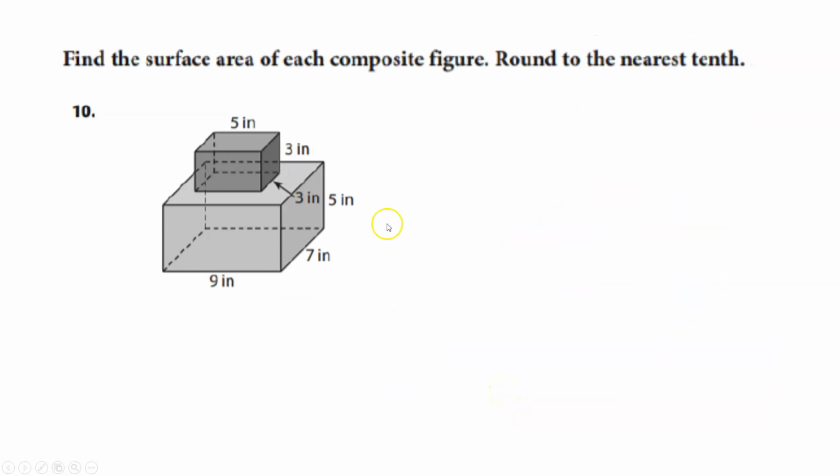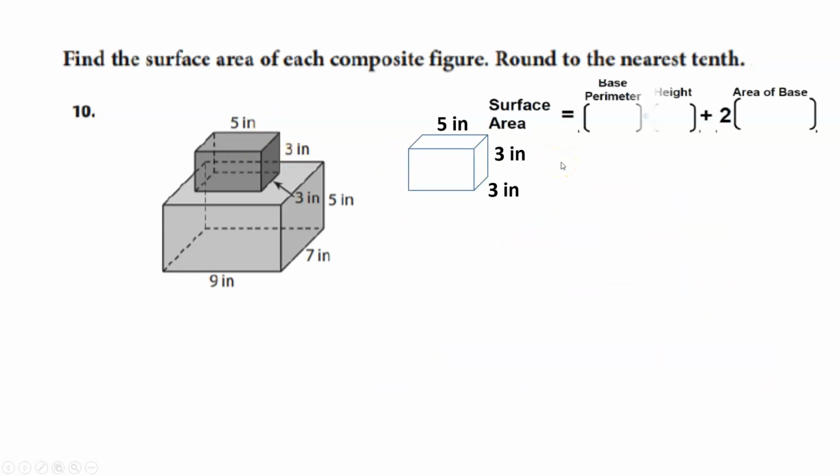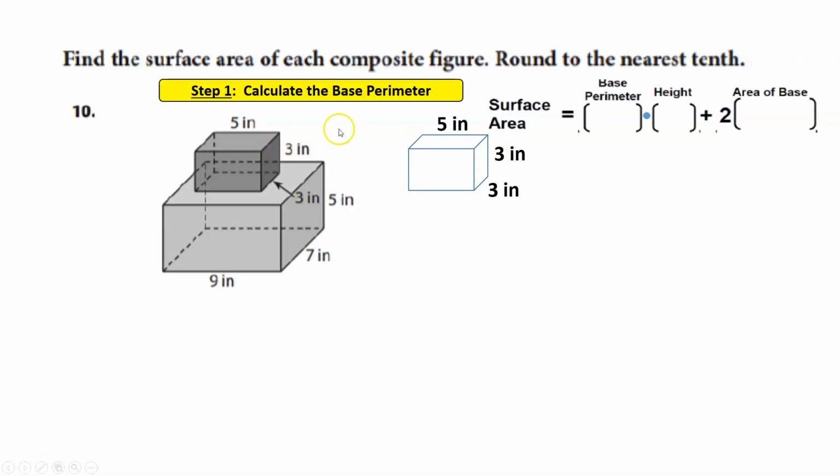All right, so the first thing we're going to do is find the surface area of this box. So let's take a moment and do that now. First, let's calculate the base perimeter, which would be this very bottom half: 3 and 3, 5 and 5.